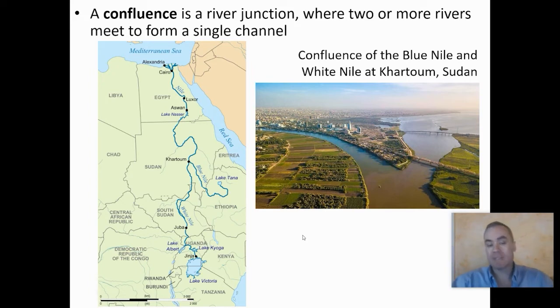But by the time it gets thousands of miles away to Khartoum, the city at the confluence of the White and Blue Nile, like the picture on the right, you see it's much, much slower. It's very slow because it's very flat. So the same river that started out steep and fast can thousands of miles away be slow and flat.